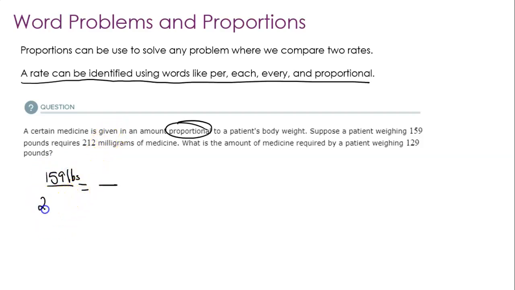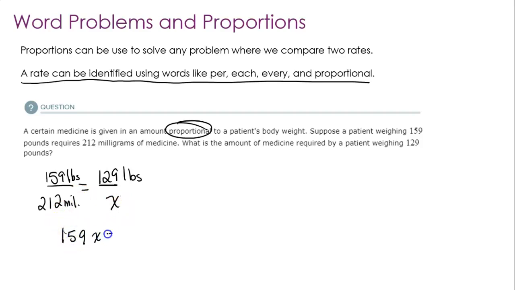And that requires 212 milligrams of medicine. So I've got pounds on the top and milligrams on the bottom. I want to keep that consistent over here. What is the amount of medicine required by a patient weighing 129 pounds? So we have a smaller patient, and so I need to find out exactly how much medicine I need to use. And this is actually a problem that doctors and nurses do all the time.